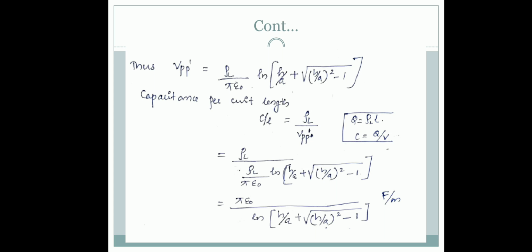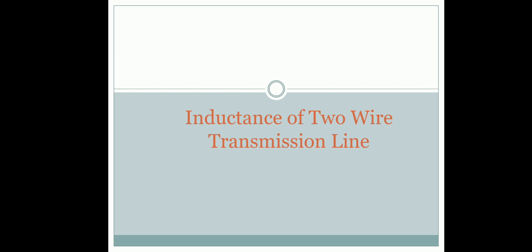Then after that we find the capacitance, as capacitance is Q by V, or capacitance per length is rho L by V. We can replace V as VPP dash, so rho L by VPP dash. Then after simplification, you will get the capacitance per length of the two-wire transmission line as pi epsilon 0 by log of h by a plus root of (h by a) whole square minus 1. So that's all about the capacitance of a two-wire transmission line. In the next class, we will find the inductance of the two-wire transmission line.